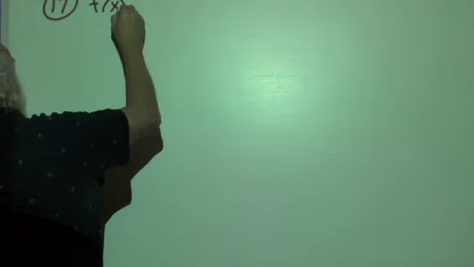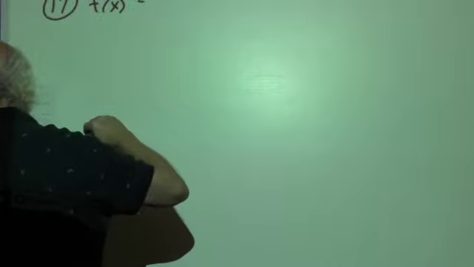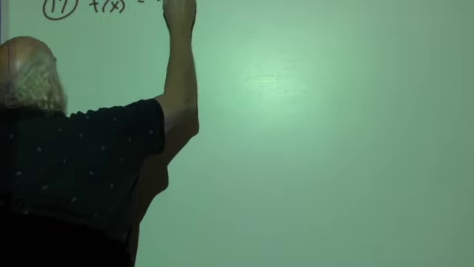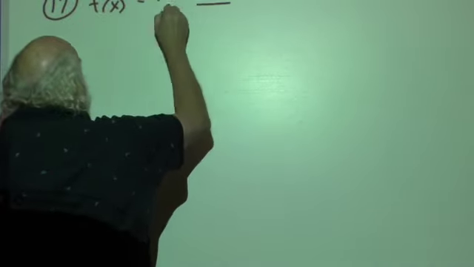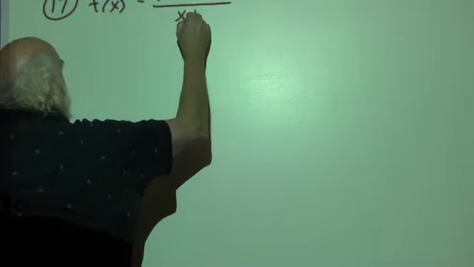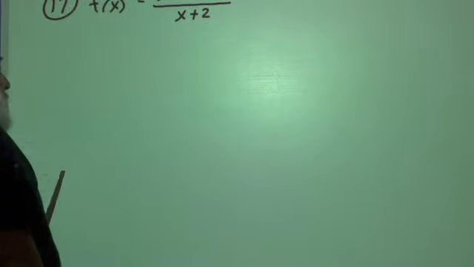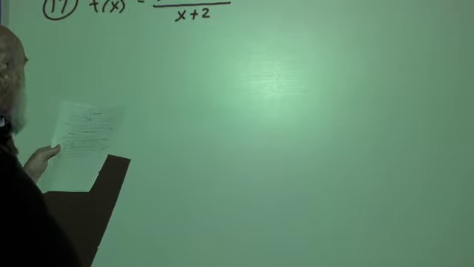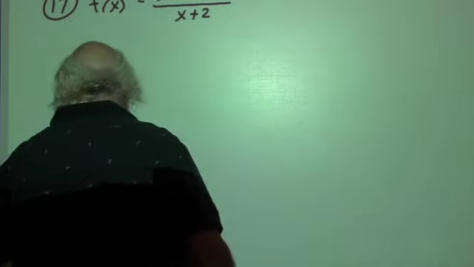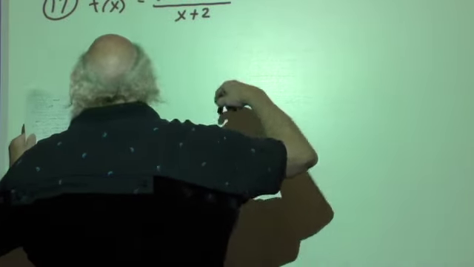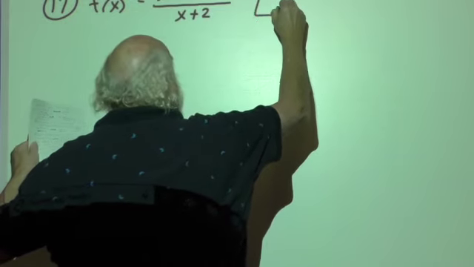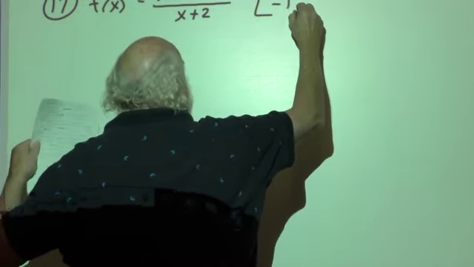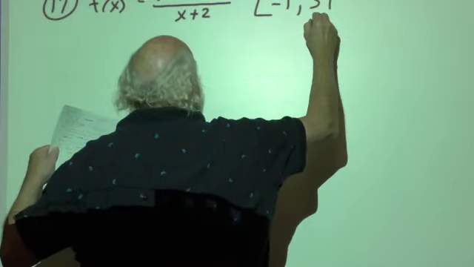We got f of x is equal to x squared minus 2x minus 3 over x plus 2. We may have an issue here, so let's see how this works. So this is going to be interval from -1 on the left side to +3 on the right side.